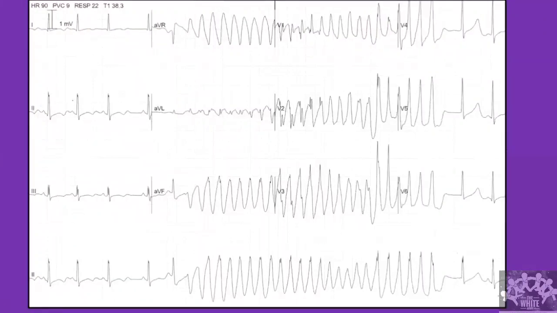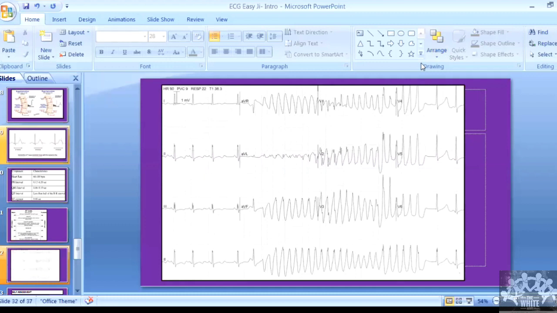Okay, so that is for today. Any doubts? I'll take them, and then we'll see some practice ECGs. Broad QRS with irregular RR and polymorphic QRS is torsade de pointes.